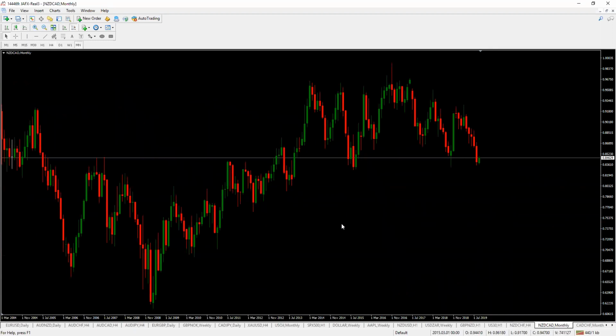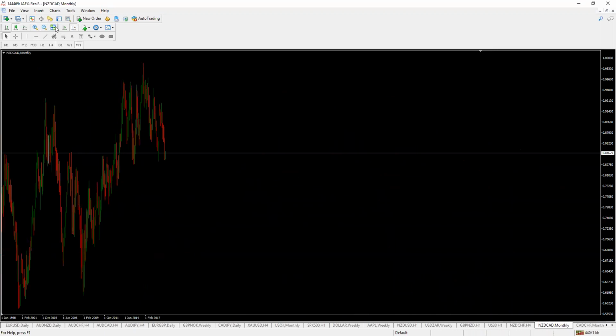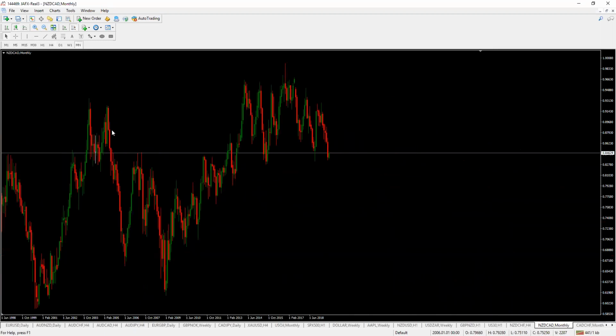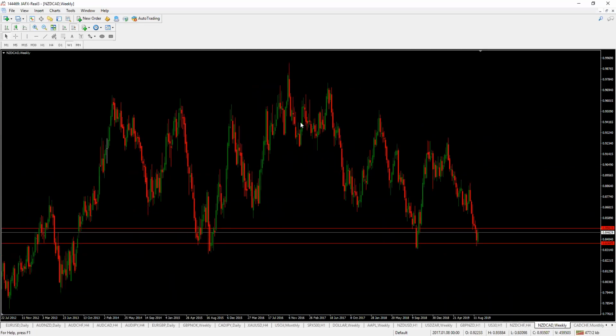Let's go to NZDCAD. Okay, checking out NZDCAD, I want to check the overall, right? We're very high. This hasn't been broken yet. So let's check this out. It has not been broken yet. So I'm going to trap the price in, y'all. It minimizes a lot of noise.